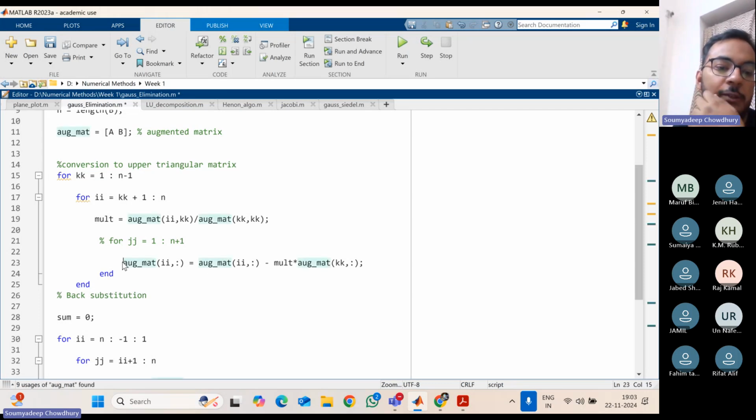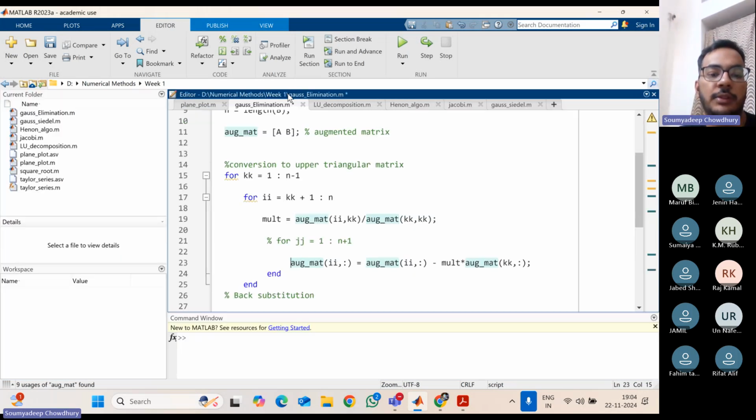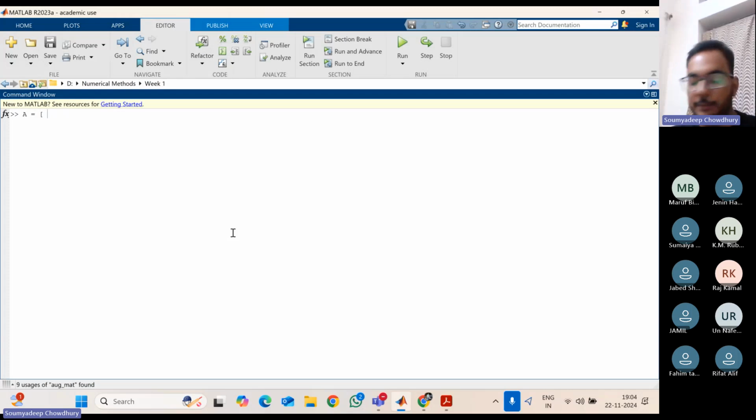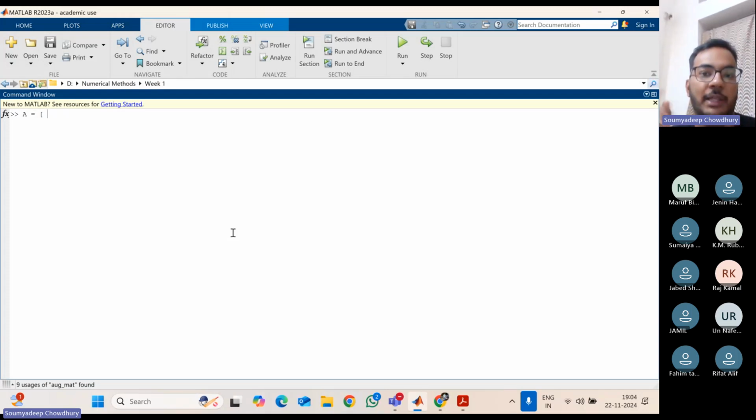And this line 23, that basically is augment of ii. Okay, one thing I'll first show you, then it will be easier to understand. So how to first of all enter a matrix, right? So first, suppose you have the matrix as 1 2 3 row wise. I am telling 1 2 3.